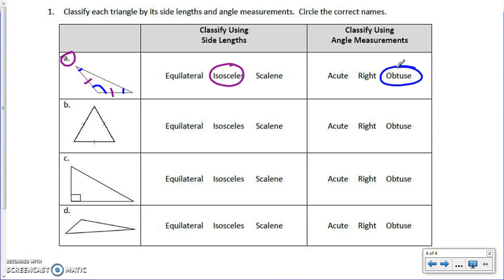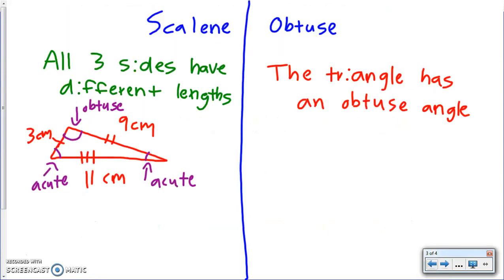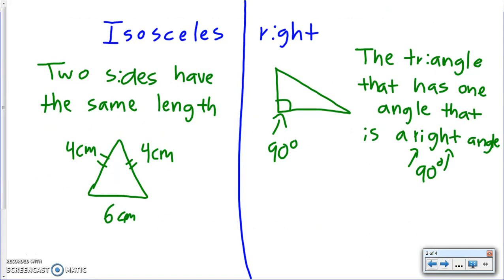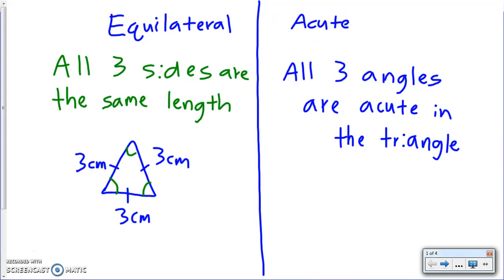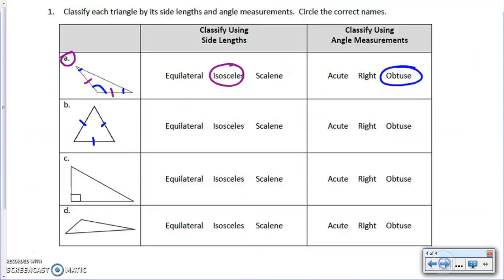Now for the next one, we're going to look. We have 1, 2, 3 sides that are the same length. I'm going to go back and look again. Scalene, 3 sides have different lengths. Isosceles, 2 sides have the same length. Well, I have 3 in this one. So all 3 sides are the same length. It's an equilateral triangle. I'm going to circle equilateral.